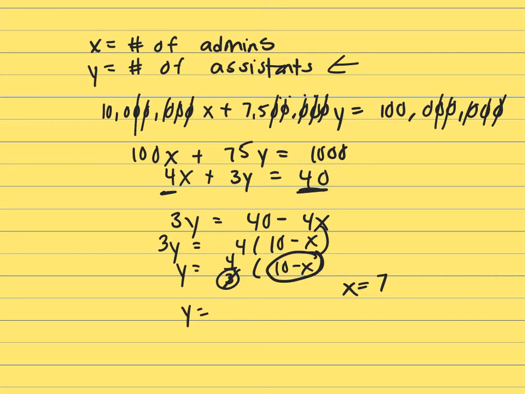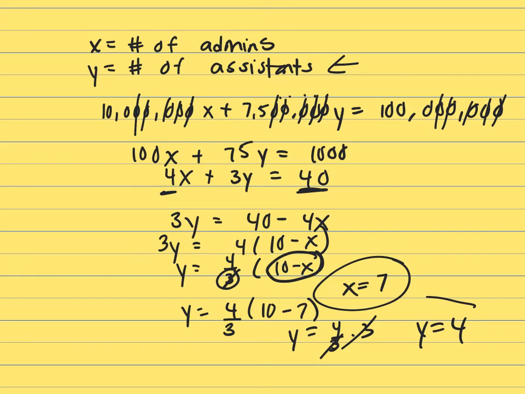So if x is 7, I've got y equals 4 over 3 times 10 minus 7. And that's y equals 4/3 times 3. And those cancel. So y equals 4. So 7 admins and 4 assistants.